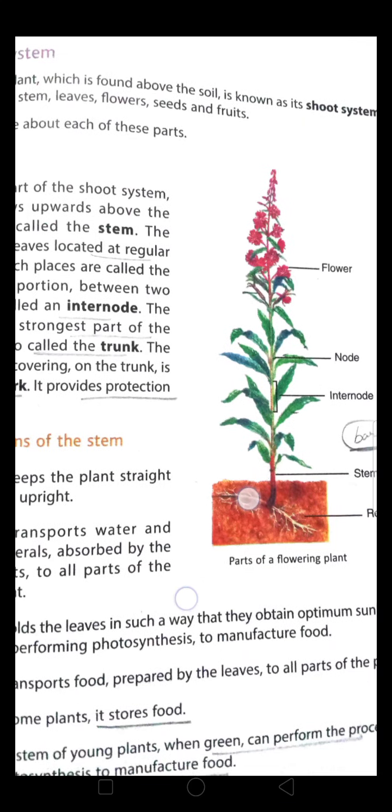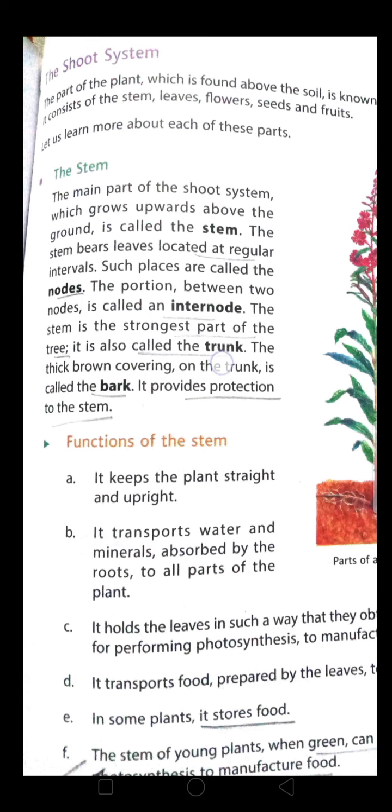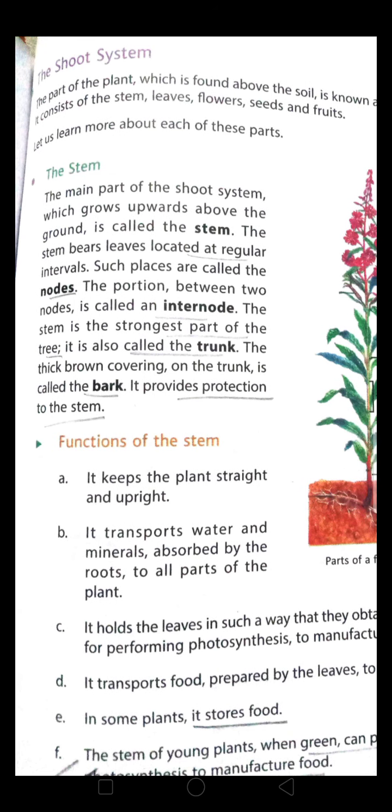The stem is large, woody and very strong. That is called trunk. And the outer covering of the trunk is brownish color. That is called bark. The function of this is to provide protection to the stem.